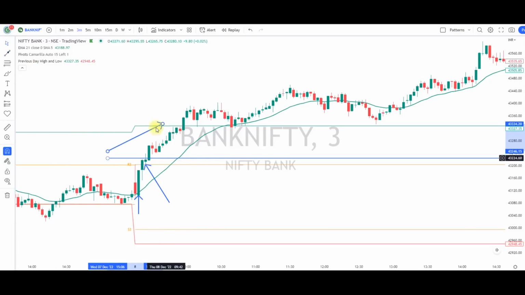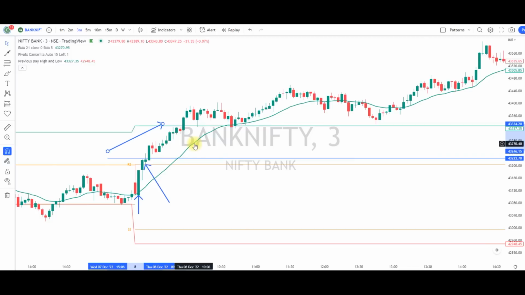So our first trade is over here, and after that we will see whether the price is moving above the previous day high or whether we are getting any rejection from the previous day high, because chances are more for the price to fall from the previous day high, because that is acting as a resistance zone.